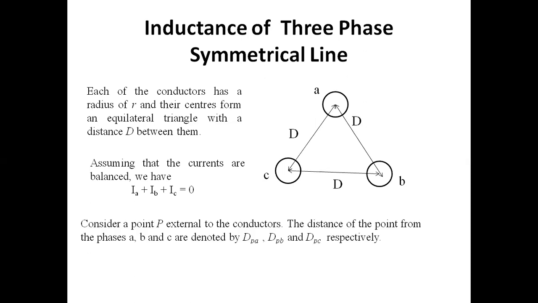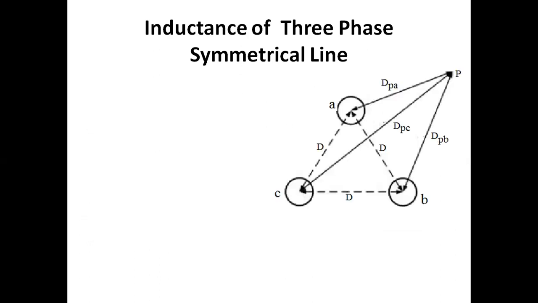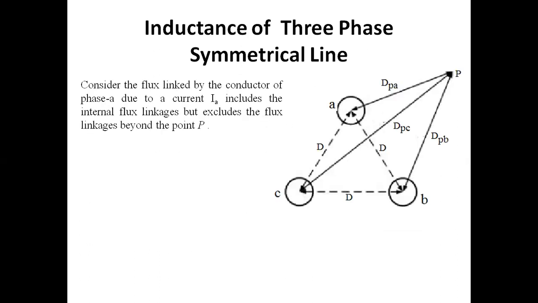Now consider any external point P situated at infinite distance. The distances are given as DAP, DBP, and DCP, respectively. Now, in this derivation, consider the flux linked by the conductor of phase A due to a current IA. It includes the internal flux linkages but excludes the flux linkages beyond P. So we are considering up to point A to P and due to current IA only.